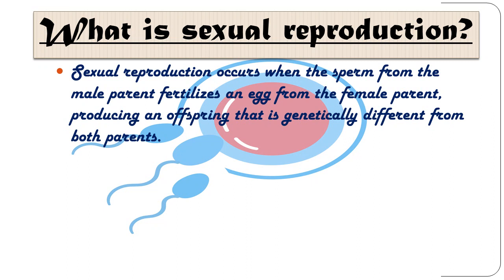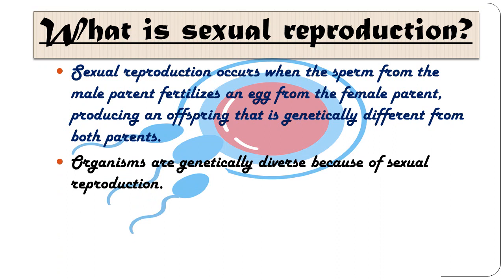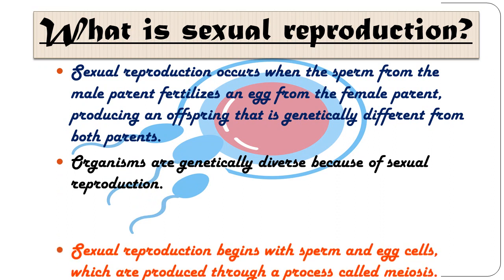Now why are the offspring or young ones genetically different from both the parents? Because sexual reproduction takes place by the process of meiosis, and we have seen that in meiosis, recombination or crossing over of homologous chromosomes takes place. That is why in sexual reproduction the young ones or offspring are genetically different from both the parents. So organisms are genetically diverse because of sexual reproduction.